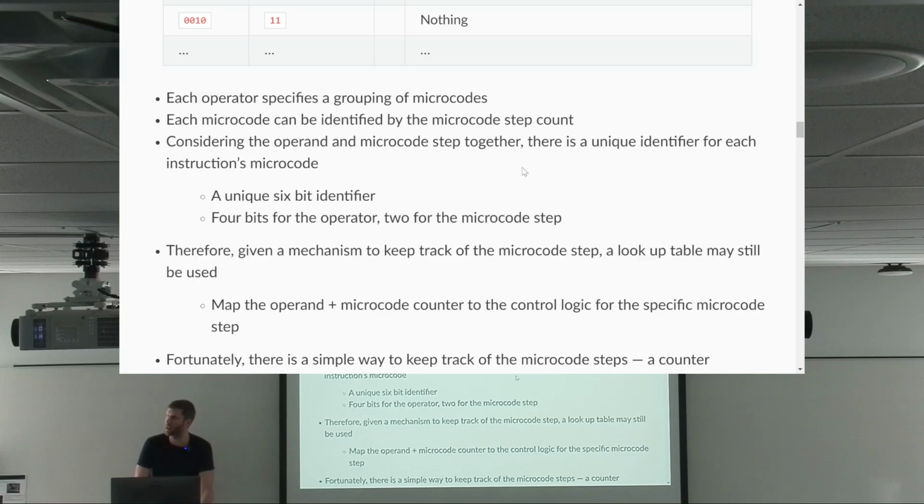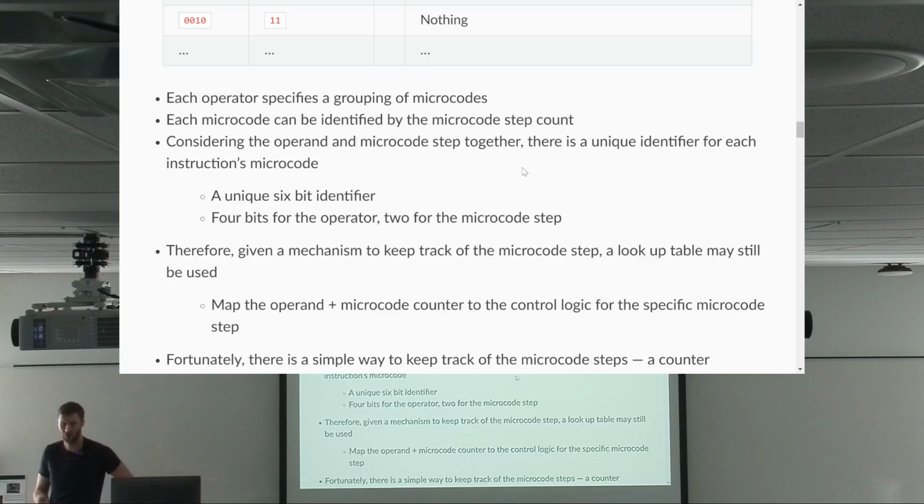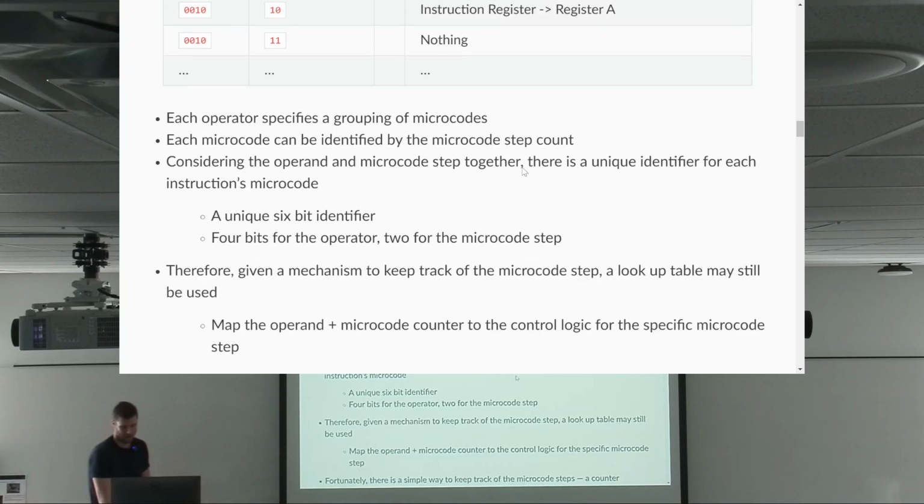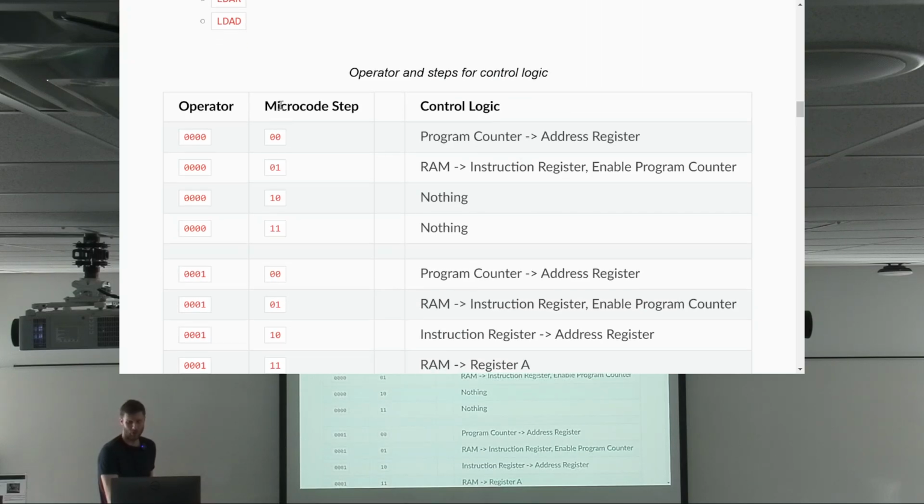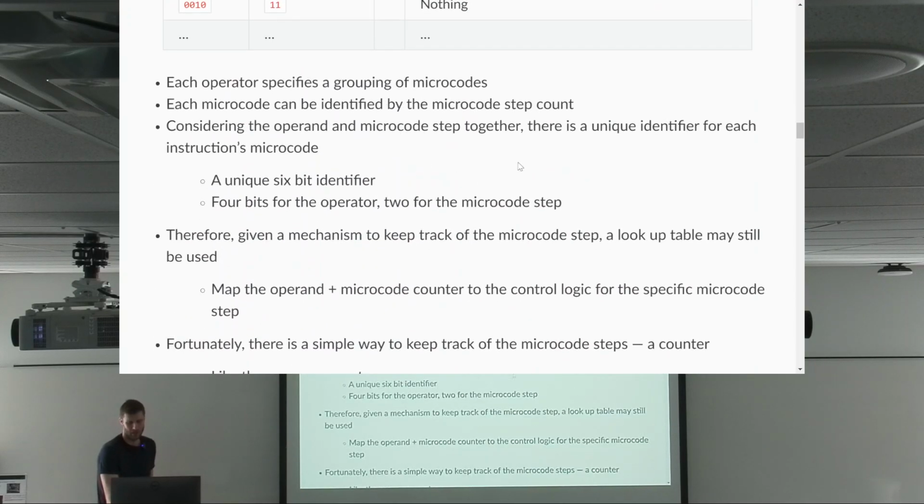So each operator specifies a grouping of microcodes. There are 16 groups of 4 microcodes, 4 microcodes per each group, 1 instruction, 4 steps, right? So each microcode can be identified by the microcode step count. We're going to use another counter to keep track of which step of which instruction or operator we're doing. Consider the operand and microcode step together. There's a unique identifier for each instruction's microcode, right?